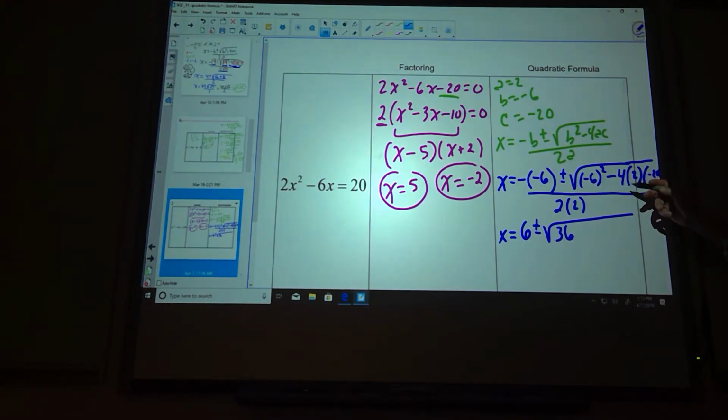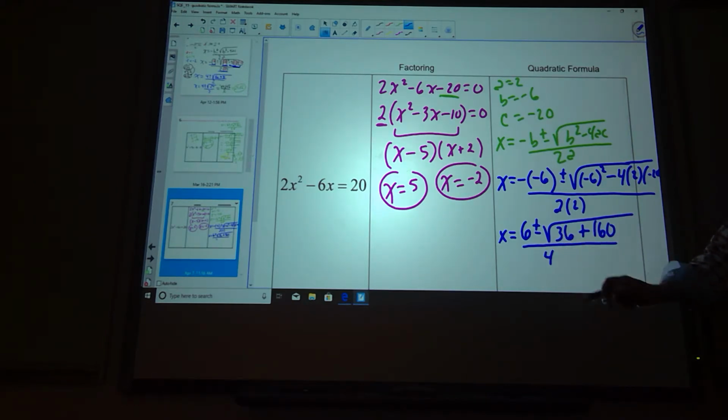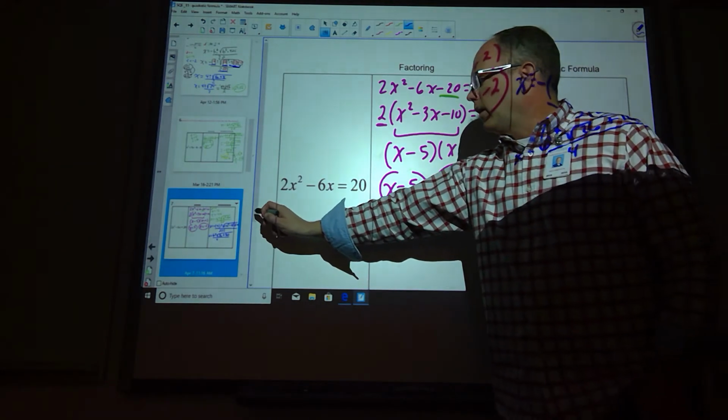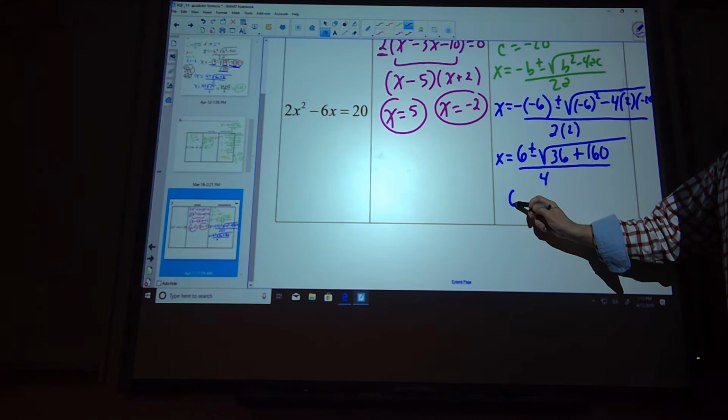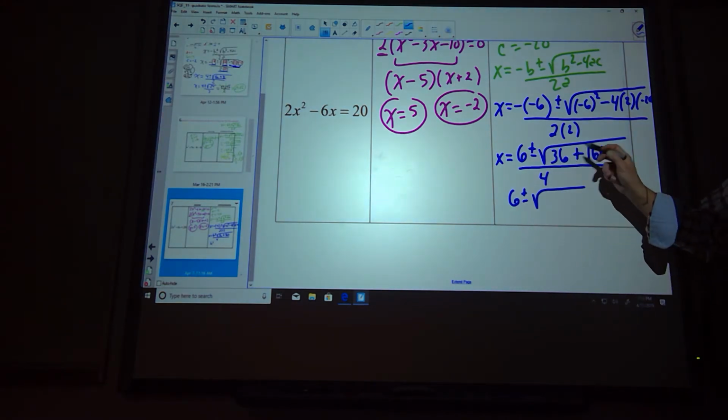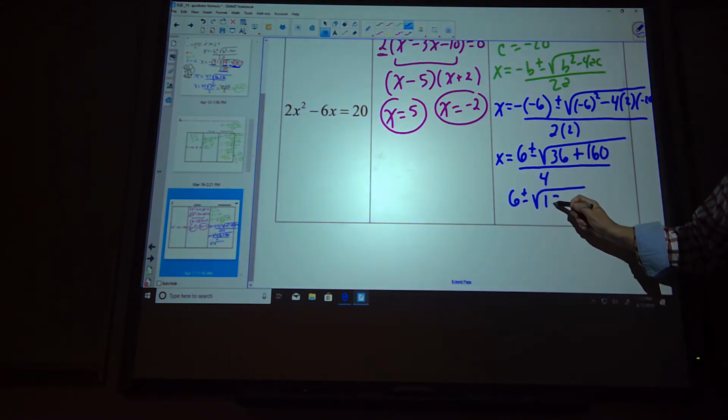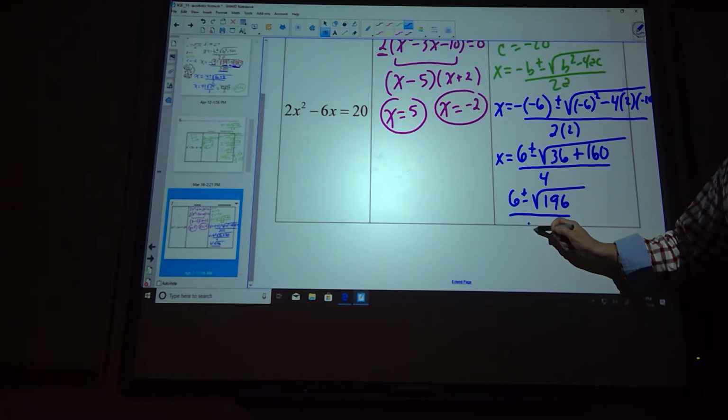Negative 4 times 2 is negative 8. Negative 8 times negative 20 is positive 160. Over 4. Moving down. All right, 6 plus or minus the square root of 36 plus 160, which is 196, over 4.